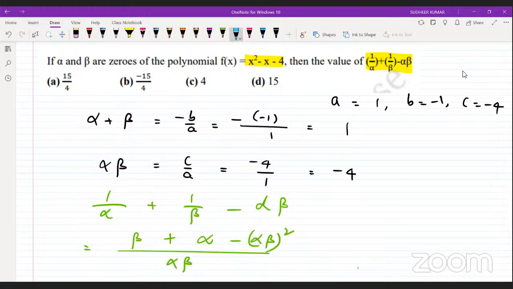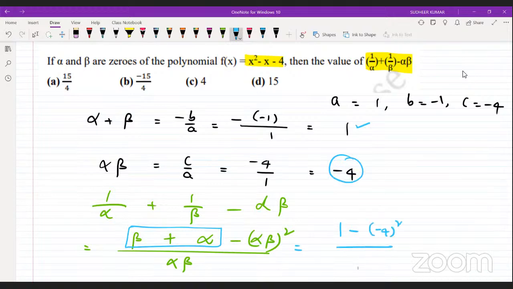Then substitute the results. Alpha plus beta, the first case. Alpha plus beta is 1, minus alpha beta is minus 4, whole square by alpha beta is minus 4. So this is 1 minus 4 whole square, which is plus 16 by minus 4. So the result is minus 15 by minus 4.